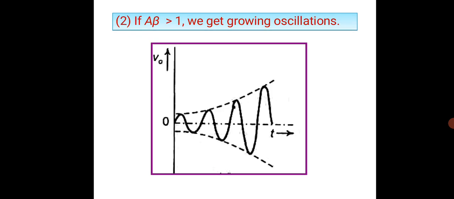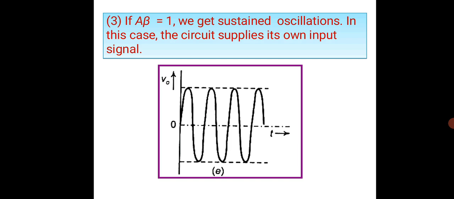If A beta is greater than 1, we get the opposite of the previous one, which is growing oscillations. And in case A beta is equal to 1, we get sustained oscillations, which we require for any oscillator. In this case the circuit supplies its own input signal. So you can see there is no decaying or increasing oscillation, but we have stable, sustained oscillations.